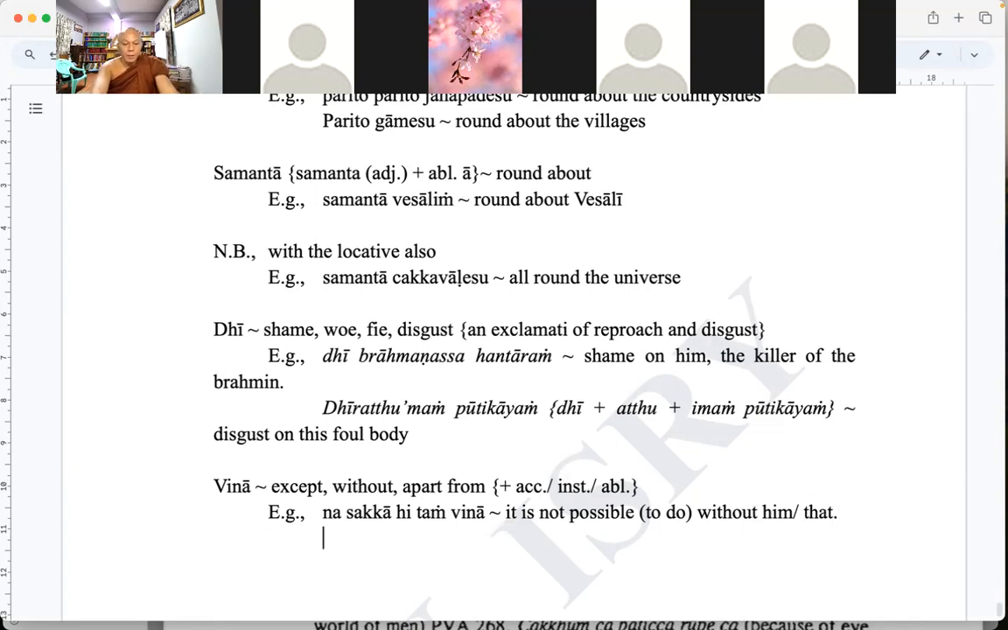And then another example. So with purisehi vina, with the instrumental case, maybe apart from man also, without man, or except man, or something, you know, any one of them can be actually. So except, or without, apart from, okay.